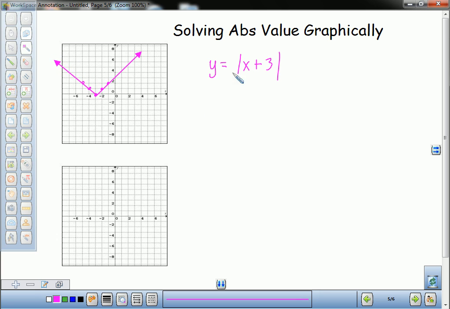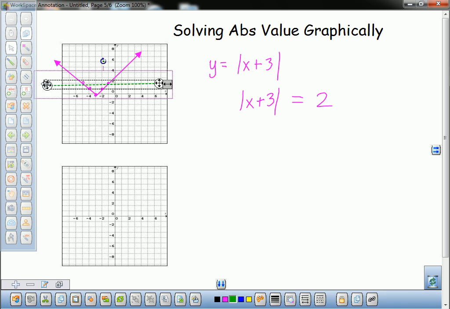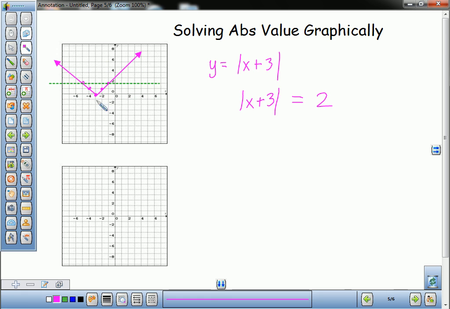Okay, so what if I took the same absolute value and I said, where does it equal 2? Well, this is like the y value. Where is the y value 2? So what you would do is you would come over to your graph and you would just take a look. Where are the y values 2? Okay, and so it appears we have a y value of 2 here and here. So the solution would be at x equals negative 5 or negative 1.